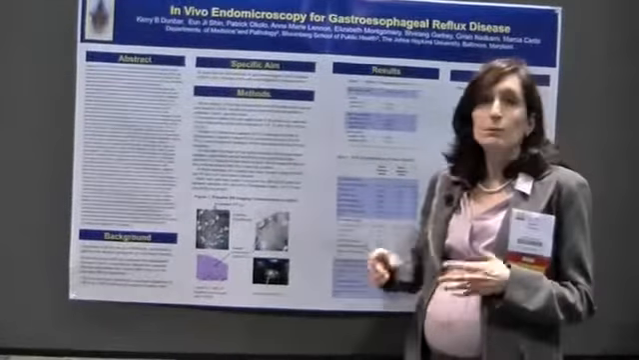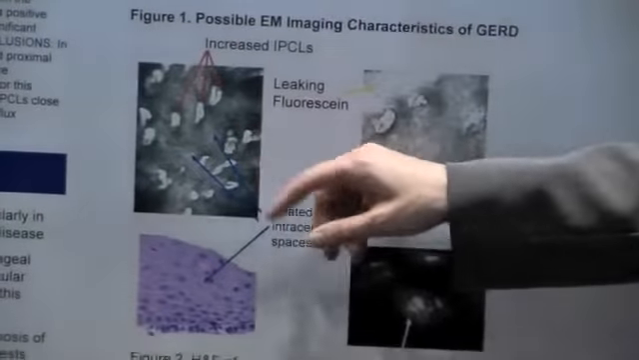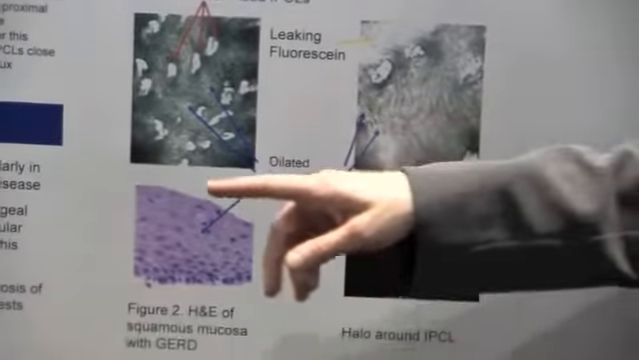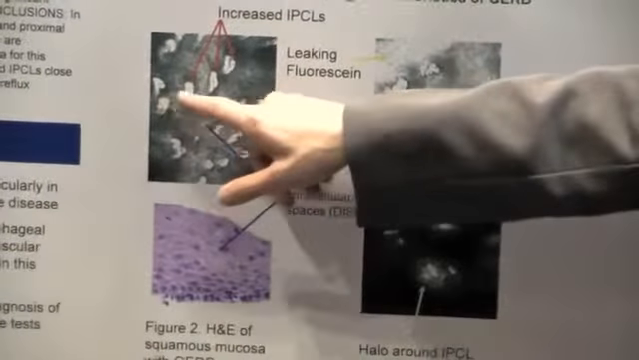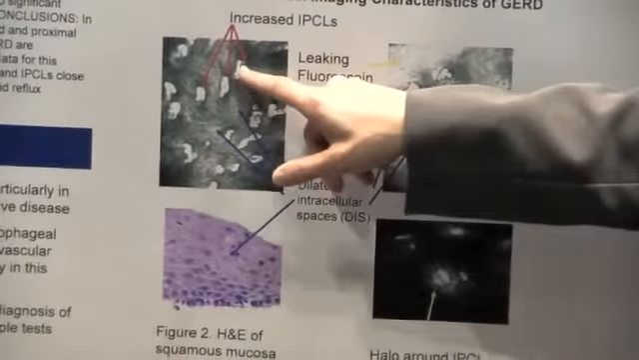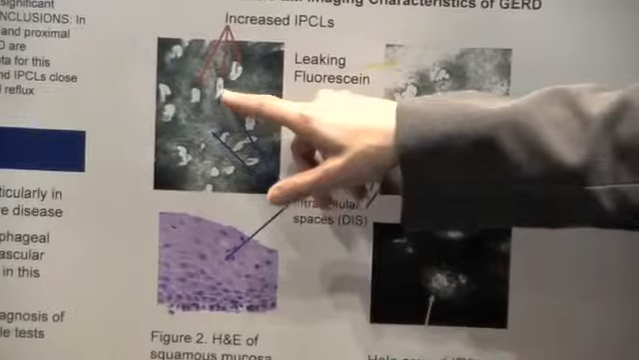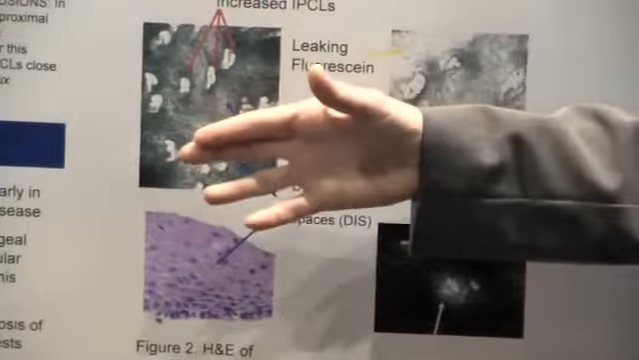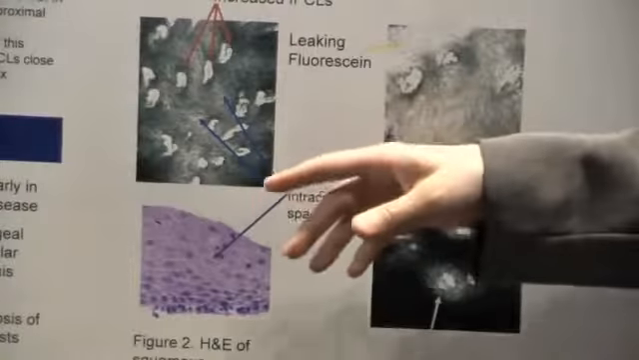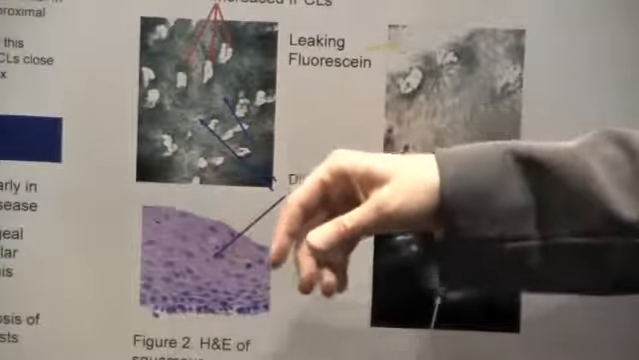These are some of the proposed features seen on endomicroscopy that may be related to gastroesophageal reflux disease. One of the things that we suspect is related to GERD are increased intrapapillary capillary loops. These are actually individual capillaries in the mucosa, and we think that in patients who have more than a certain cutoff of these, so more than 4 or 5 per screen, that's associated with GERD.